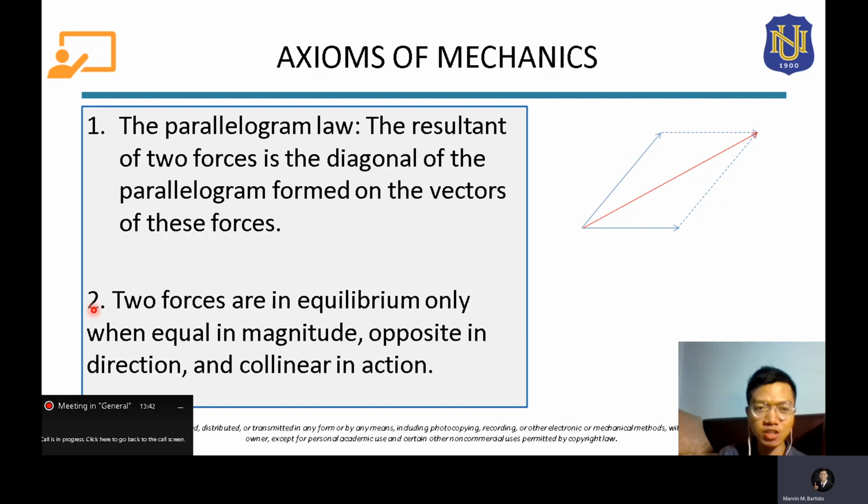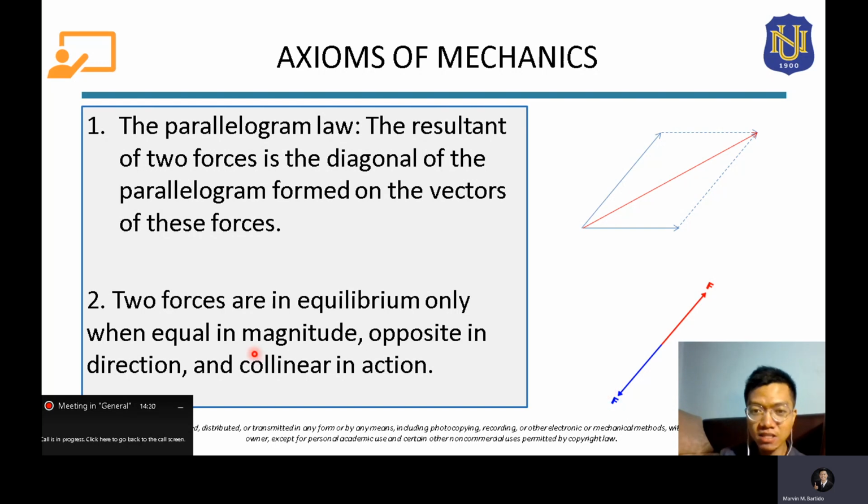The second axiom is: two forces are in equilibrium only when equal in magnitude, opposite in direction, and collinear in action. So if we have two forces, we can only say that they are in equilibrium if they satisfy all the conditions mentioned. The first one, they should be equal in magnitude. For the illustration here, the magnitude of this force should be equal to the magnitude of the other force to say that it is in equilibrium.